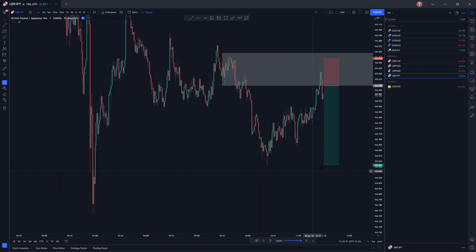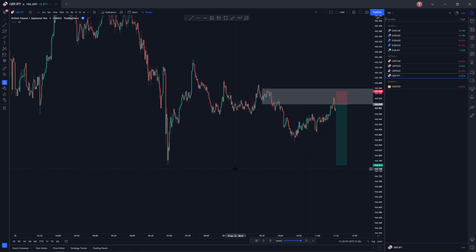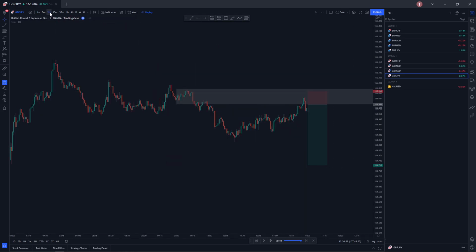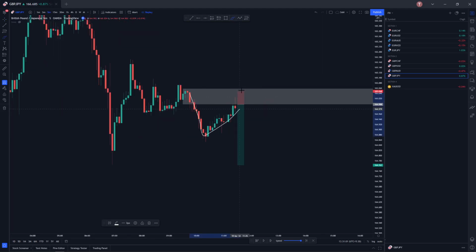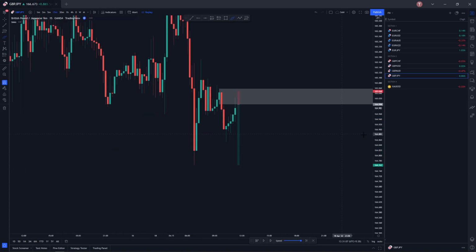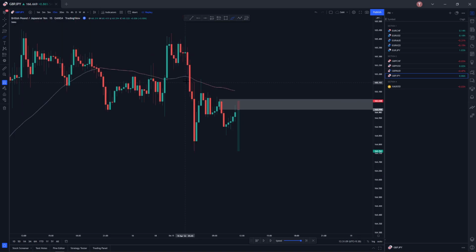So my target was this low, to be honest. Why? Because I was expecting it to break. And look at this nature, bro. This is impulse and this was just a correction to me. And then again to the downside. Now if we take a look onto the SMA, it was also aligning, man. It was not near the SMA, but it was just to the downside.